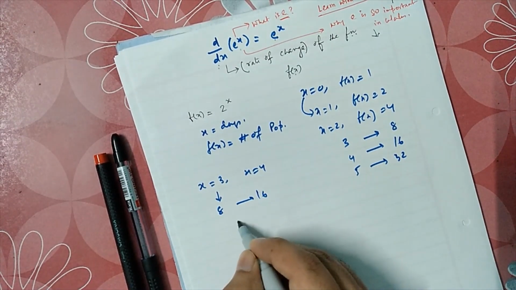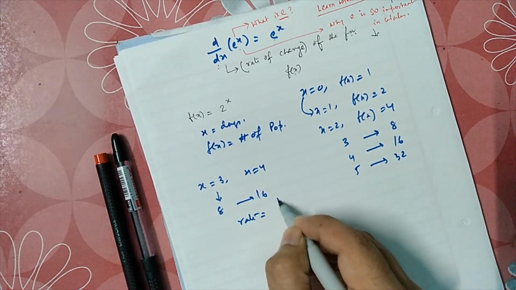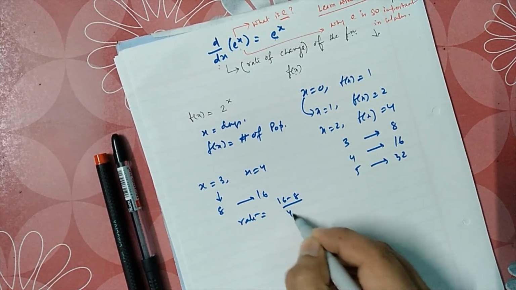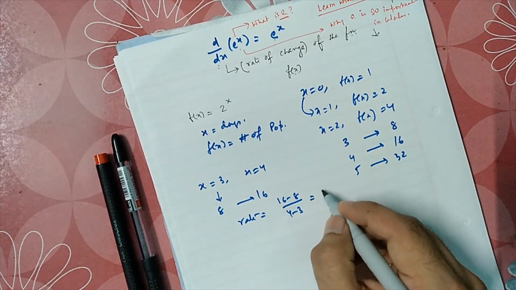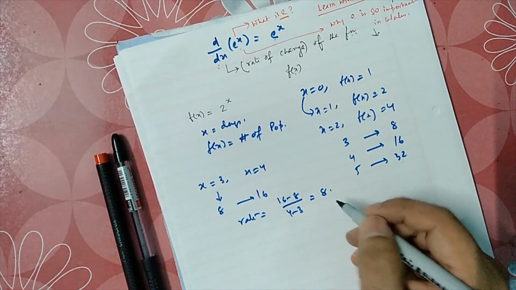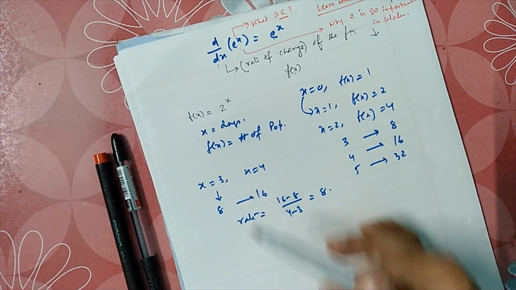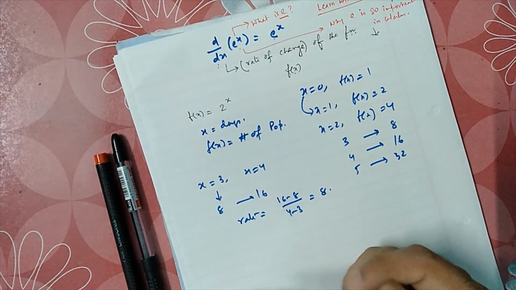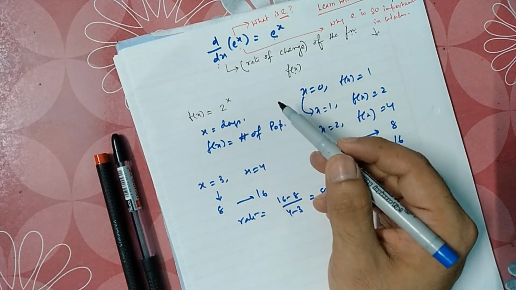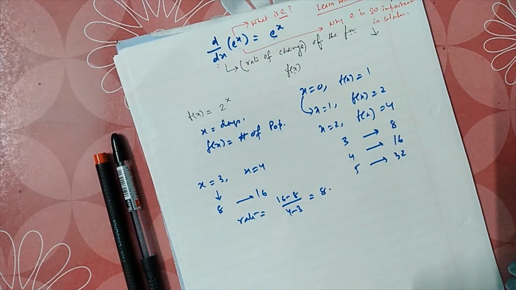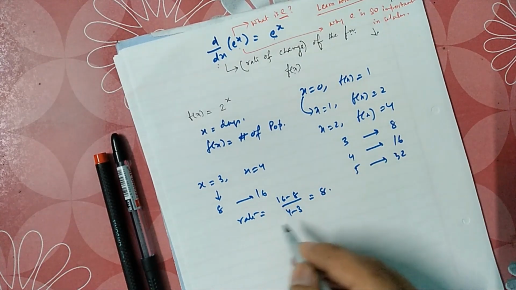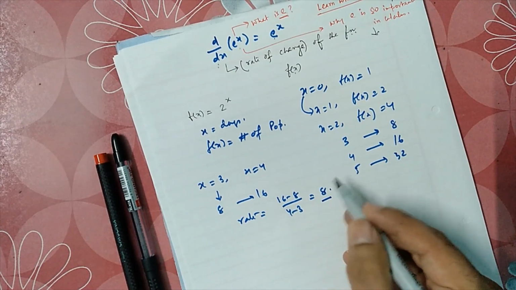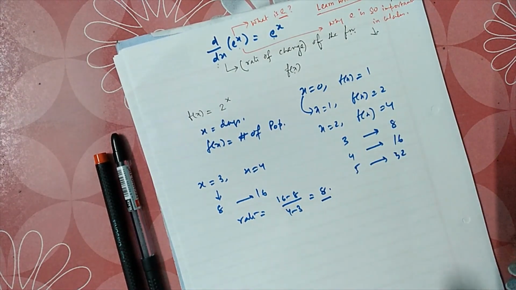So rate of change is equal to what? 16 minus 8 by 4 minus 3, that is 8. But this 8 is the rate of change over the whole day, not the instantaneous or the actual rate. This change is happening over the whole day, not instantaneously.